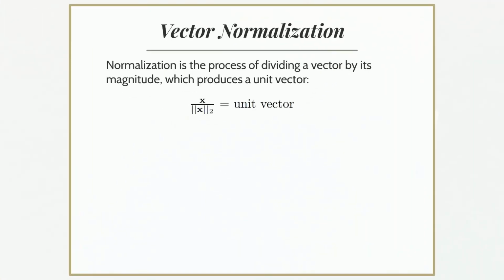Normalization is the process of dividing a vector by its magnitude, which produces a unit vector. So we mentioned in the previous lecture that the norm of a vector or matrix, the L2 norm specifically, is going to be the magnitude of that vector. So when we divide by that magnitude, we are going to produce a unit vector. So let's dive a little bit deeper into an actual example.